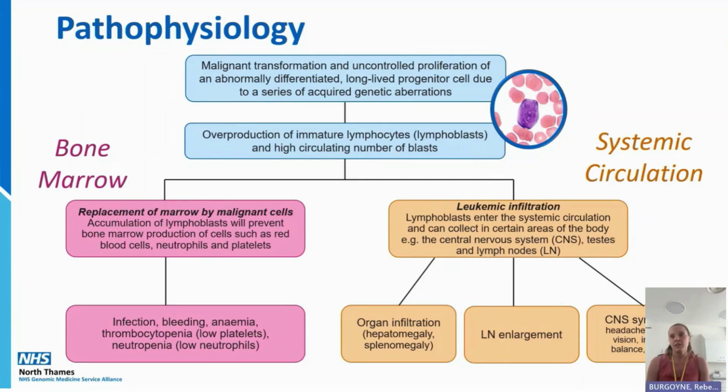In the systemic circulation, lymphoblasts can collect in different areas of the body, be it the CNS, the testes, or lymph nodes.